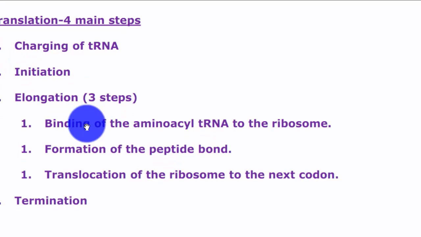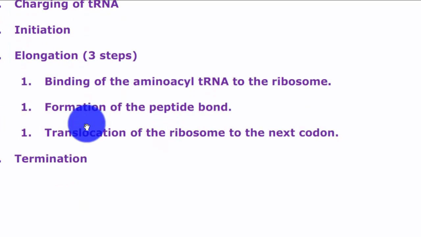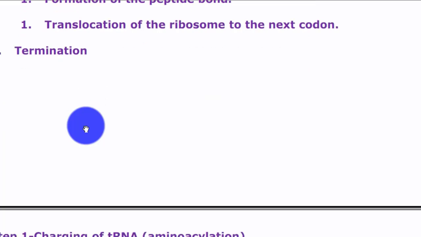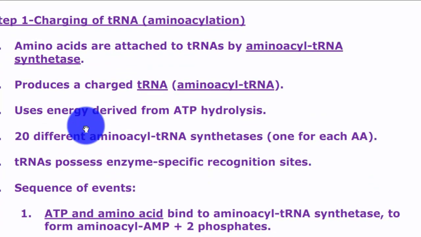Translation has four main steps: charging of transfer RNA, initiation, elongation, which involves binding of amino acid transfer RNA to the ribosome, formation of peptide bonds, and translocation of the ribosome to the next codon.